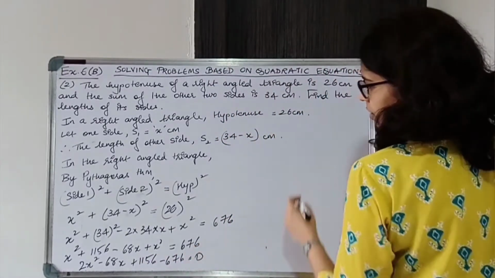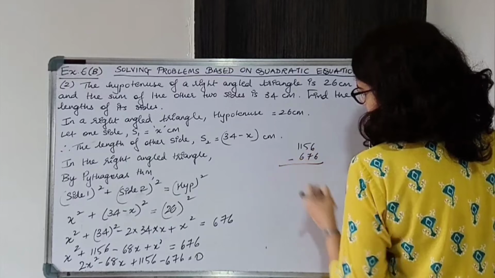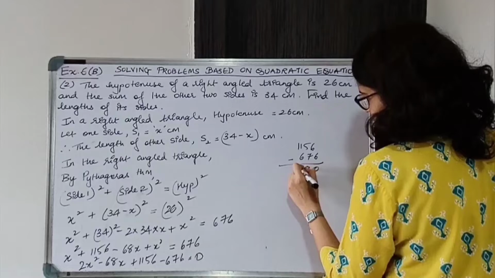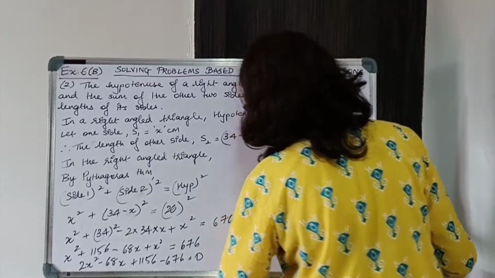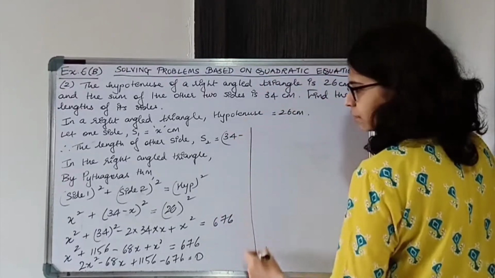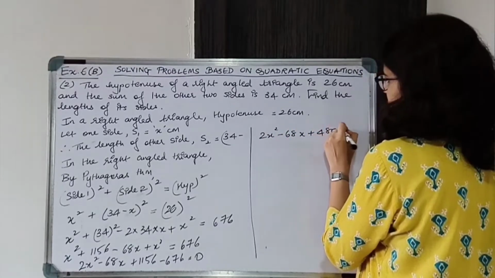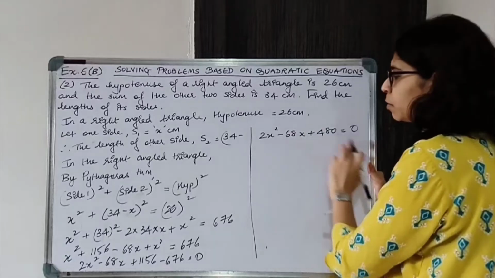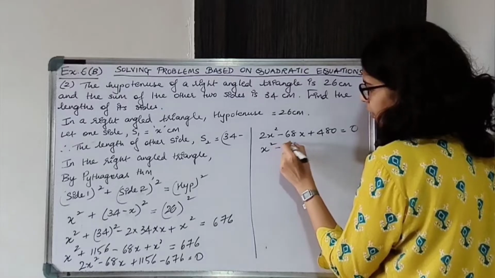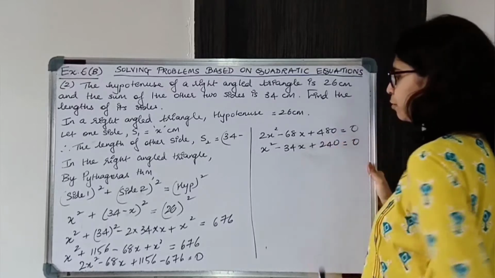So 1156 minus 676, that will give 480. Okay, so 2x square minus 68x plus 480 is equal to 0. We can divide each number by 2. Okay, we'll get a little smaller numbers, so dividing by 2 we'll get x square minus 34x plus 240 is equal to 0.